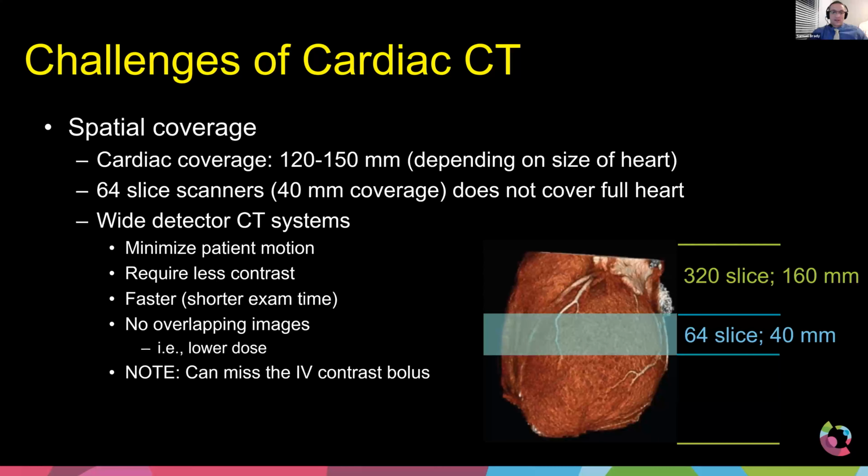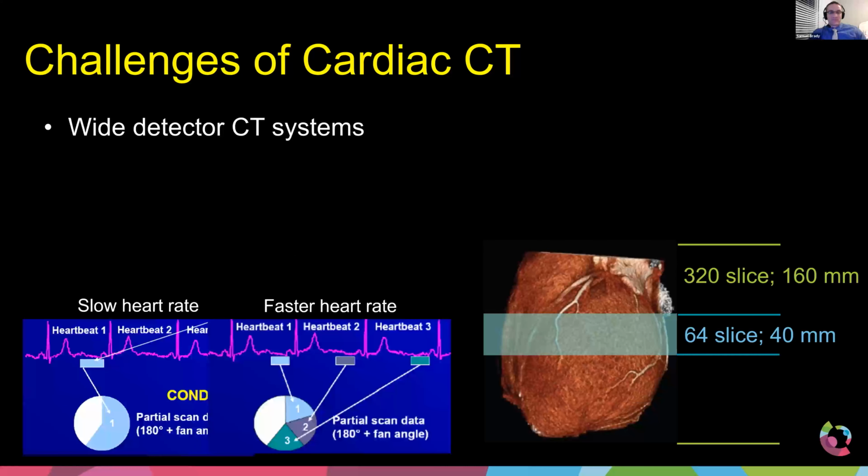And the biggest caveat to this, and probably the disadvantage of this, is because you're done in a single rotation, 0.25, 0.275 seconds, and you're done. You've got to make sure your contrast bolus timing is right on. If you miss it, you might actually acquire it before, or you might, well, probably not after, but if you acquire it before, then obviously the image is going to look very diluted.